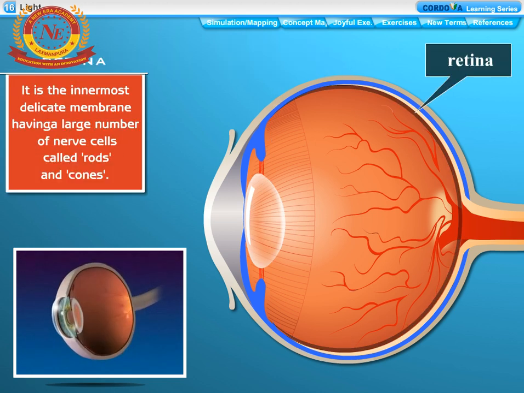Retina. It is the innermost delicate membrane having a large number of nerve cells called rods and cones. The cones are sensitive to color, while the rods are sensitive to the intensity of light.